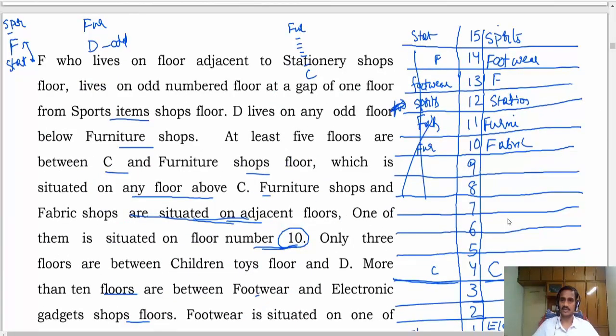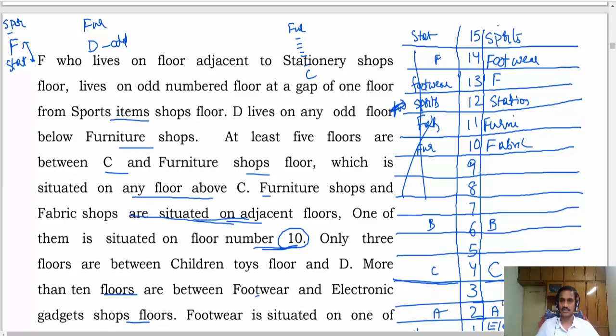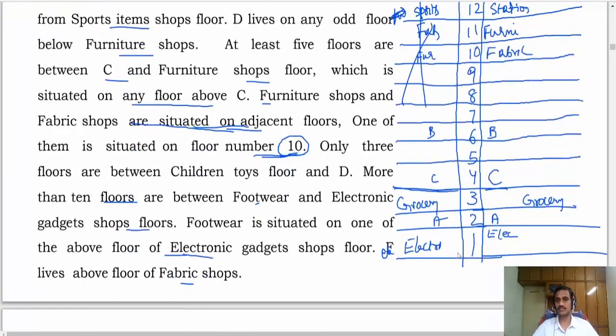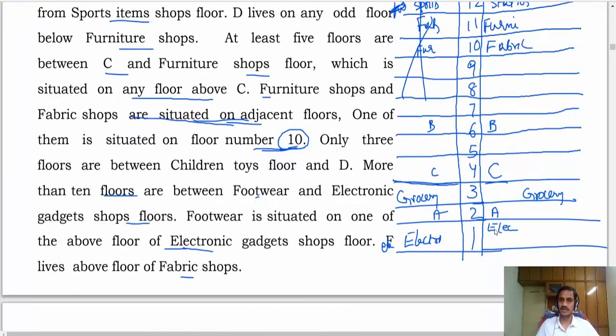B and fabric, 1, 2, 3, here B will be. If B is here, then A should be here. Right? Here also fabric and B can be here. Then A will be here. And A is immediately below grocery. Grocery must be at this place. And similarly grocery is at this place. Hence A and C are second and third. Done? Electric A, grocery C, B were done.